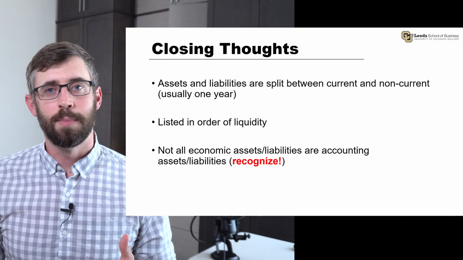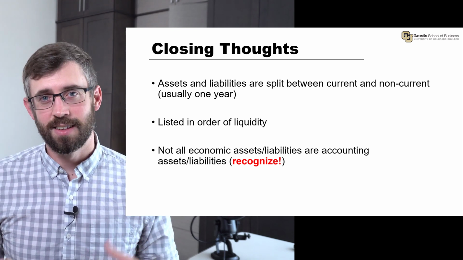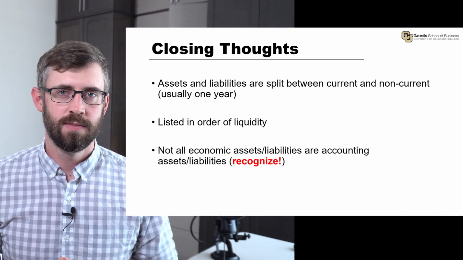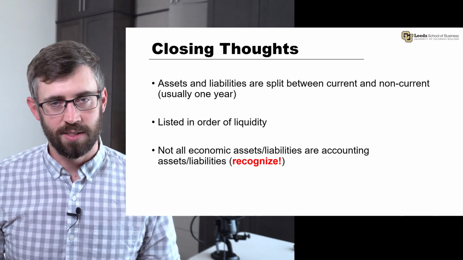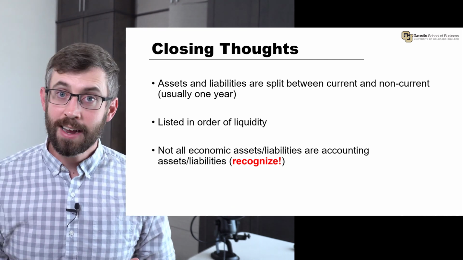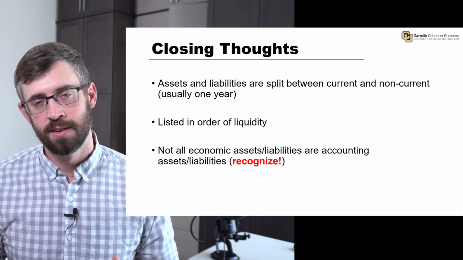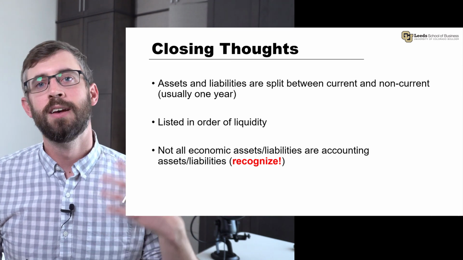So closing thoughts, big important points here. Our assets and liabilities are split into current and non-current portions. These assets and liabilities are listed in order of liquidity, especially in that current section. And very, very importantly, not all economic assets or liabilities are recognized on the balance sheet as accounting assets and liabilities. So that's a big part of this class, is understanding what goes onto the balance sheet and how it's measured.